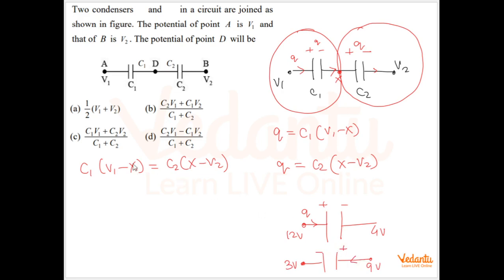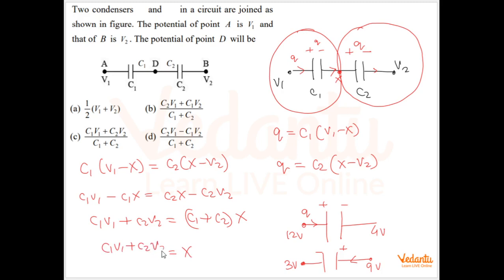Okay, all right. Now if you just solve this equation, what will you get? C1 V1 minus C1 X is equal to C2 X minus C2 V2, which gives me (C1 plus C2) into X is equal to C1 V1 plus C2 V2, which gives me X is equal to (C1 V1 plus C2 V2) upon (C1 plus C2). If you see, that is option A, the correct answer. I hope everybody understood.